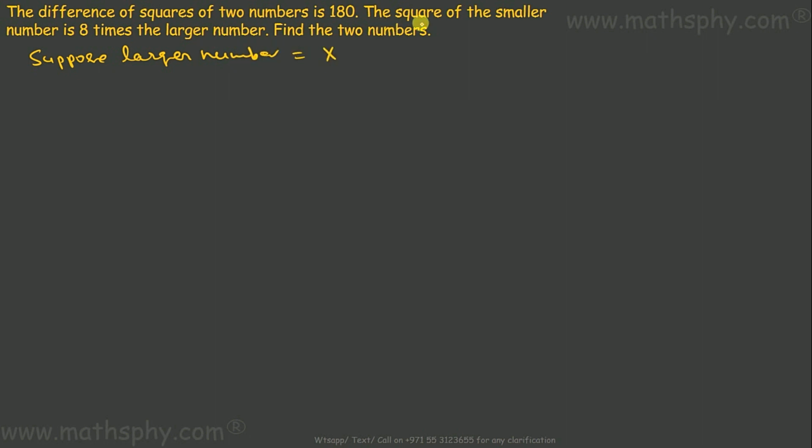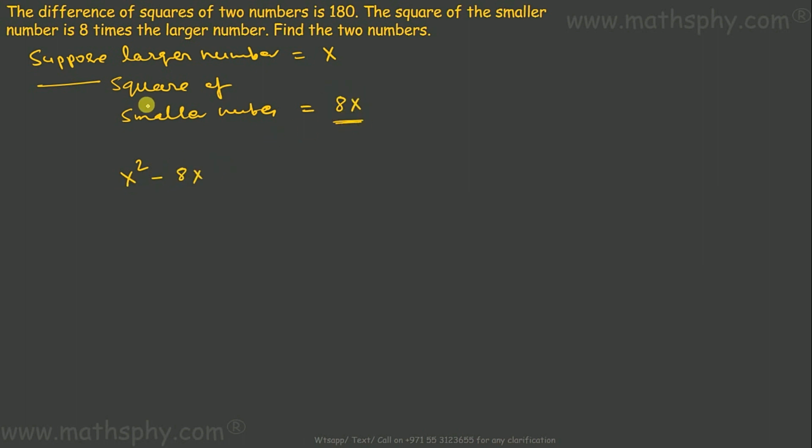Now it says the square of the smaller number is 8 times the larger number. So I'll write, suppose the square of the smaller number is 8 times the larger number, that is 8x. This is the square of the smaller number. Then it says the difference of squares of two numbers is 180. Difference of squares of two numbers means the square of this minus this.